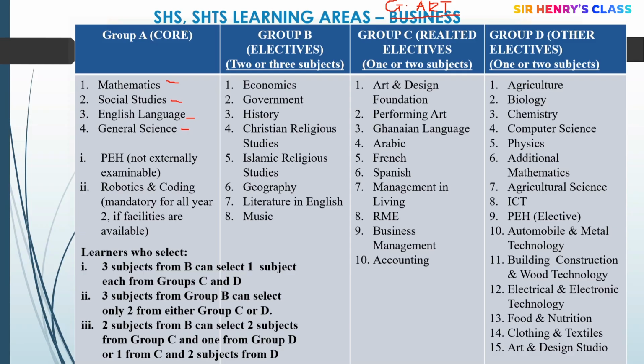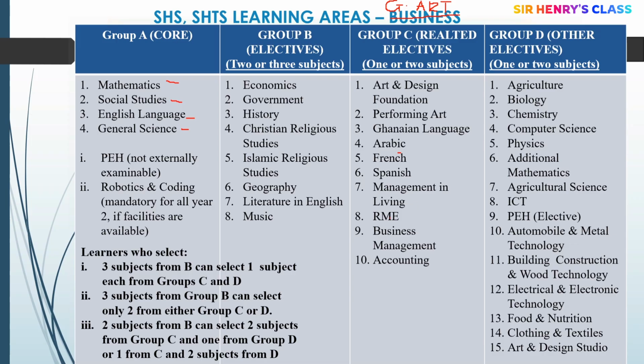Then here you choose 2 or 3. Econs, government, history, CRS. You choose just 3 of them. Then group C, you choose 1 or 2. It could be Arabic and then RME. Then group D, also 1 or 2. And here also, the allocations are done this way. So if you choose 3 subjects from B, because we said 2 or 3 subjects from B, then you can only select 1 from C and then 1 from D.